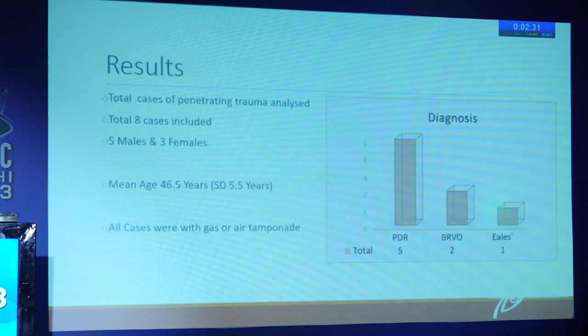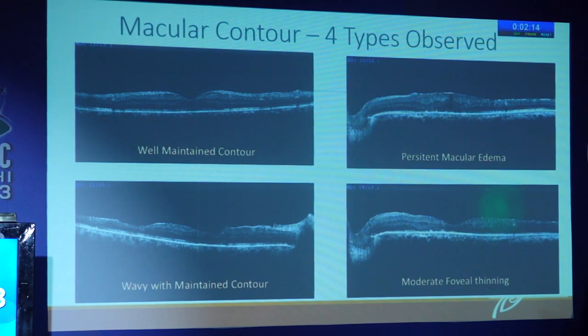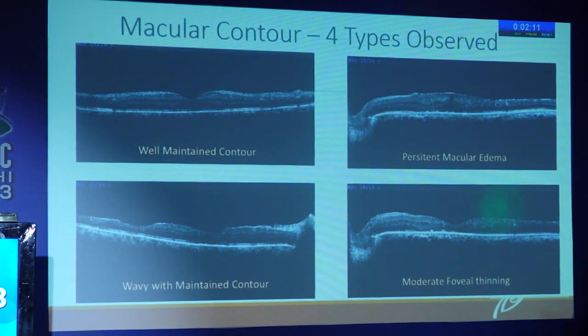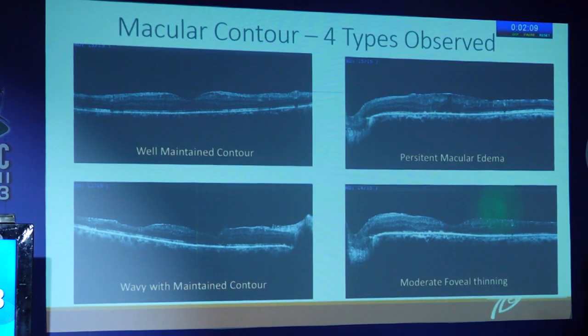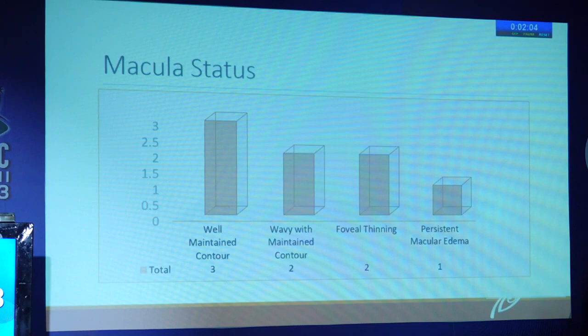There were 8 cases included, 5 males, 3 females. Mean age was 46 years. The diagnosis was PDR, most commonly, BRVO, and one case was Eales. We found 4 types of contours. One was a well-maintained contour. One was a wavy contour but with well-maintained foveal depression, persistent macular edema in one case, and moderate foveal thinning. Well-maintained contour was seen in 3 cases, foveal thinning was seen in 3 cases, and macular edema was seen in 1 case.